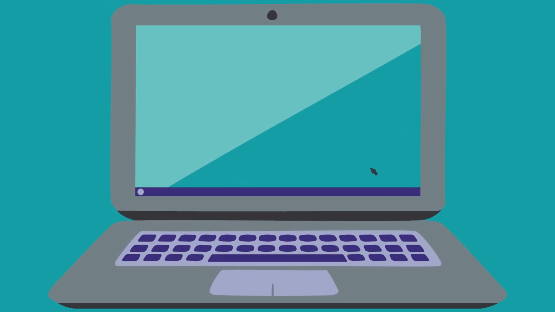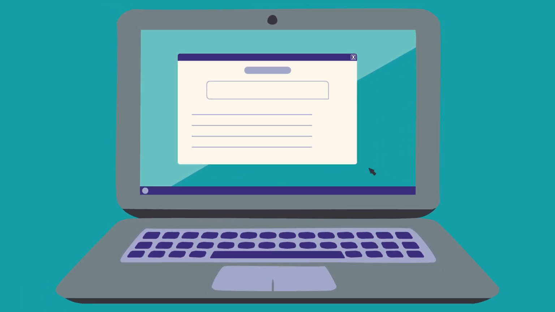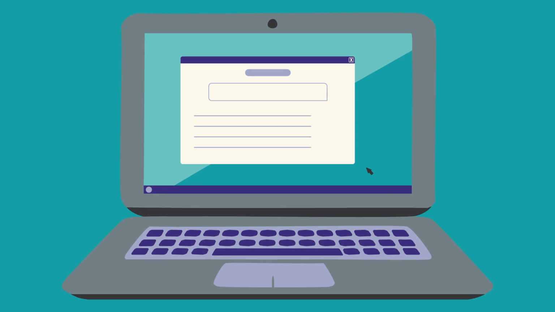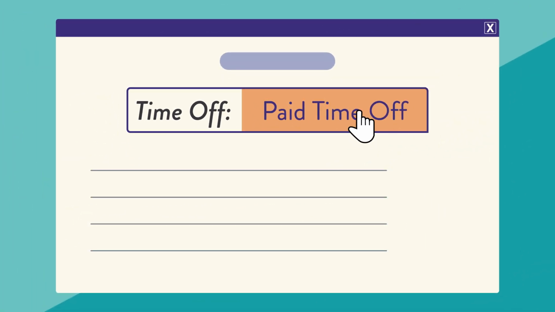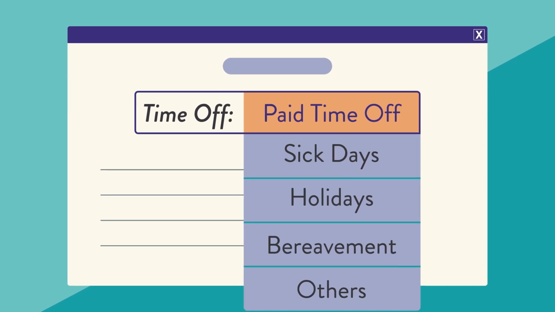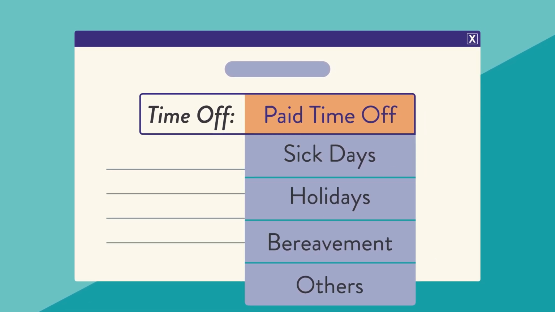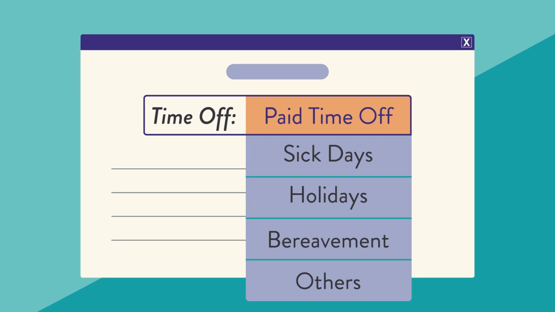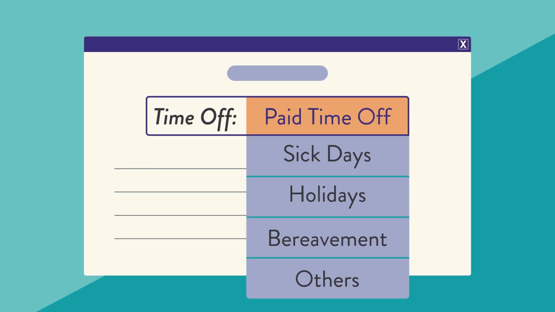It's also important to understand the differences between types of time off and how they should be managed. In the US, time off comes in many different variations, including paid time off or PTO, sick days, holidays, vacation, bereavement time, and others. Each type generally has its own uses, company policies, and legal mandates.